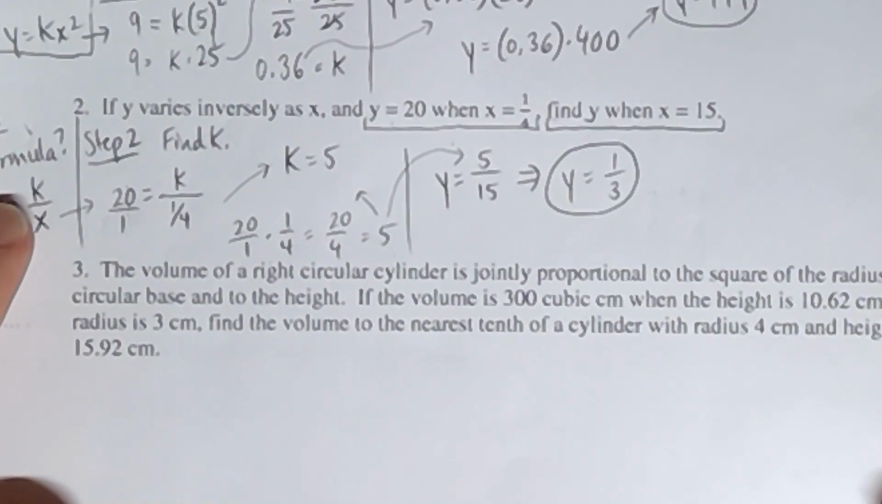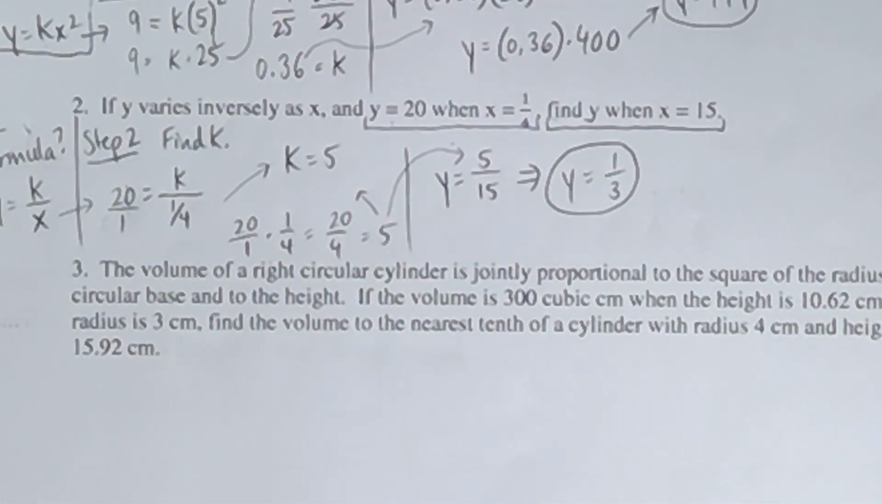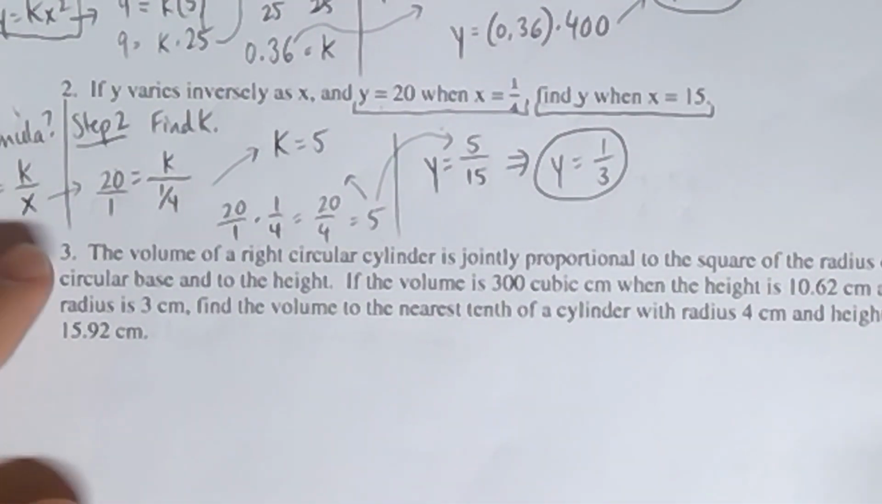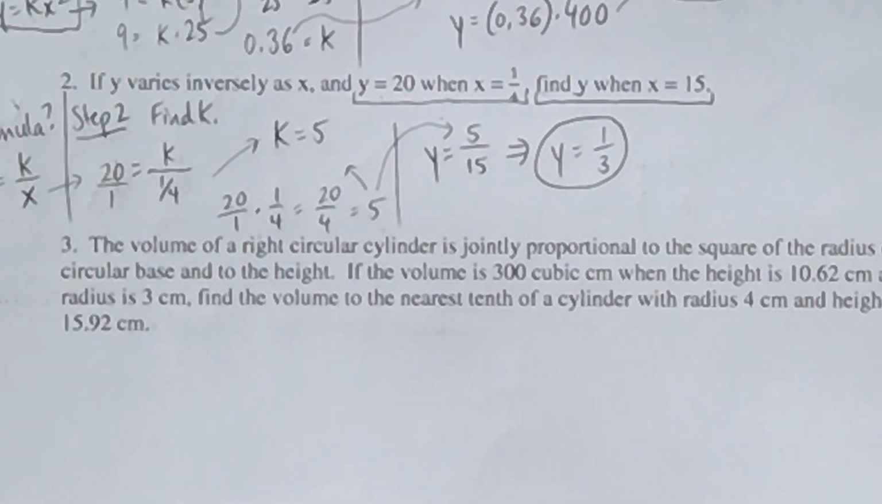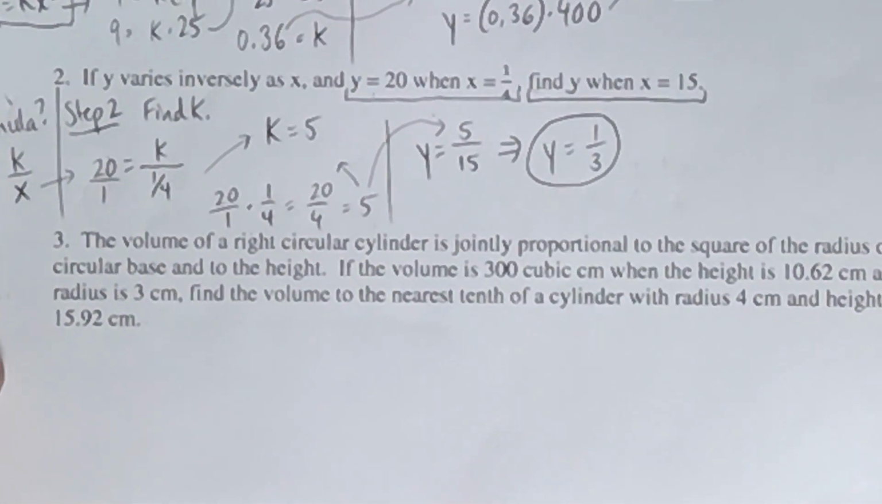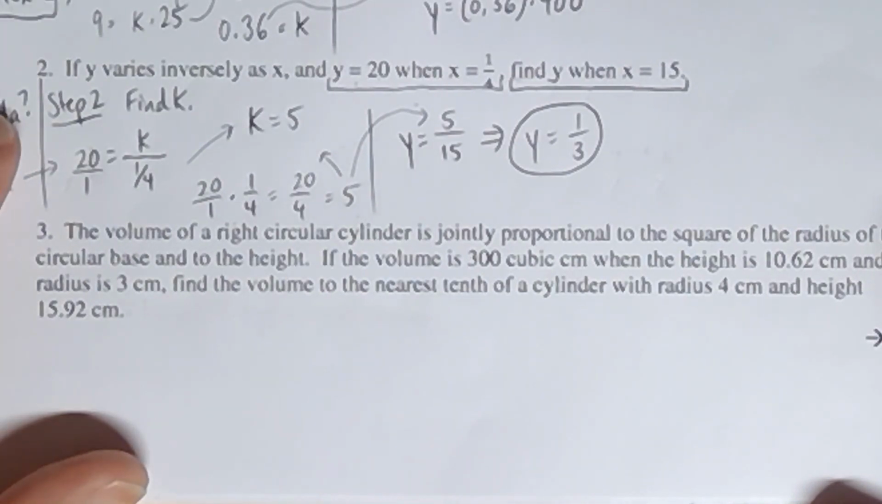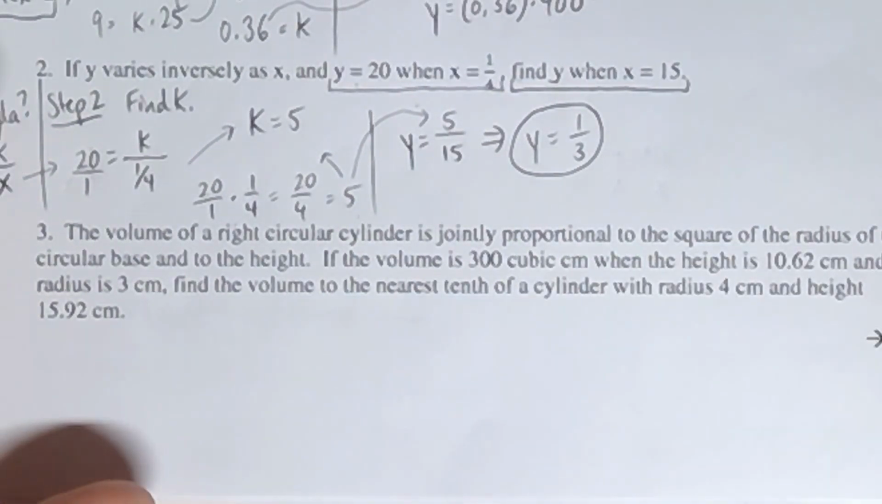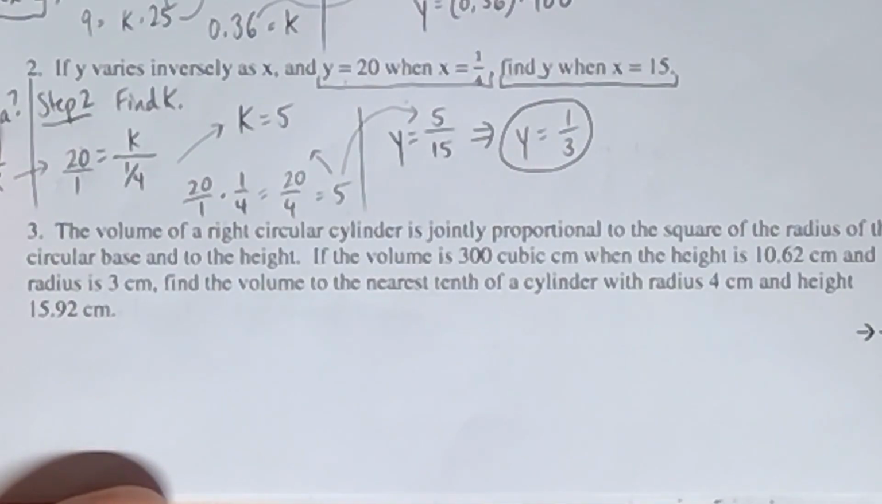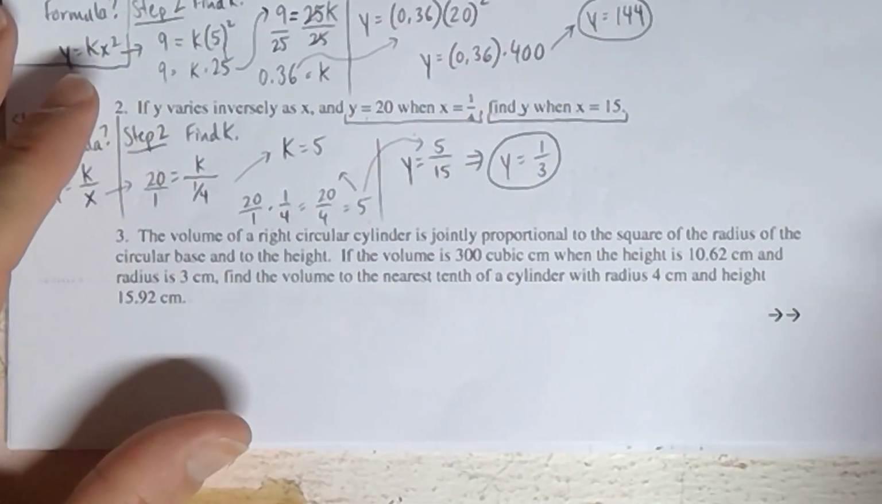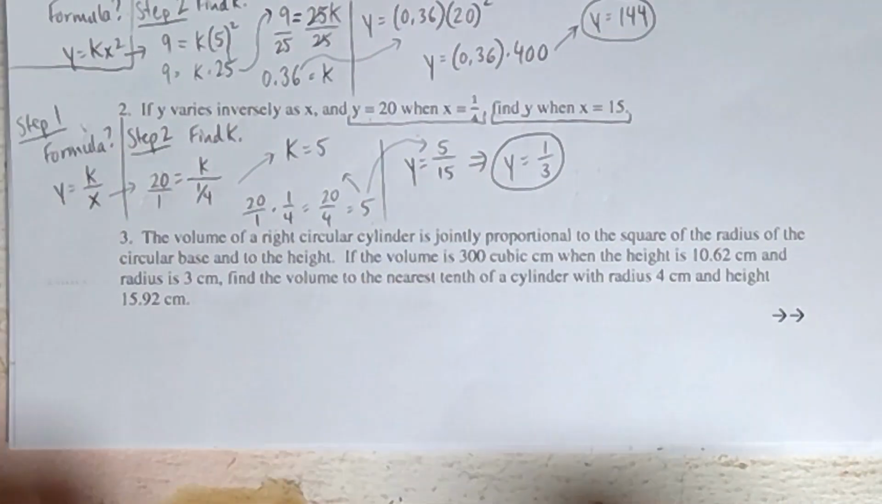Okay, now, as we move on further to number 3 here, we start to get into some actual word problems here. And so we got to be a little bit more careful, obviously, that we understand what we're reading here. All right, so we'll go through it carefully. But it says the volume of a right circular cylinder.